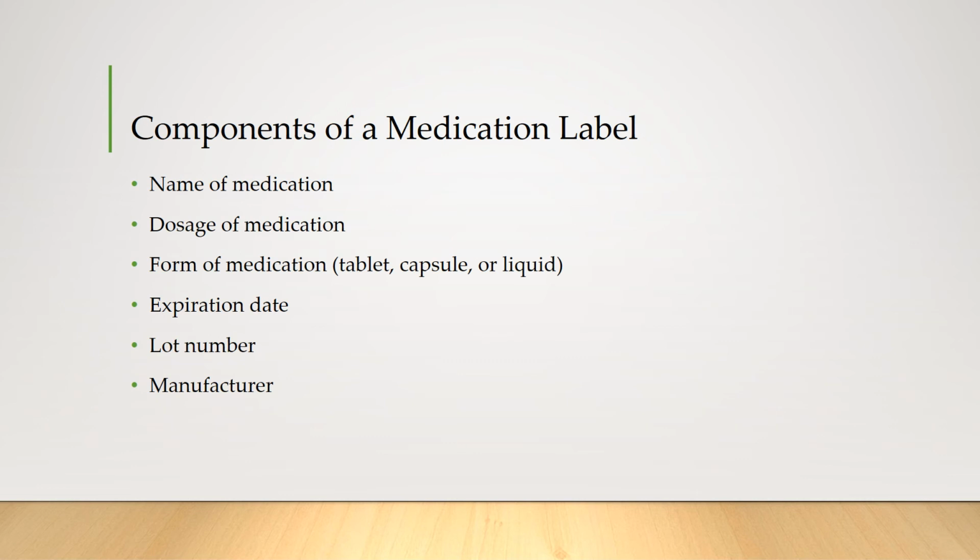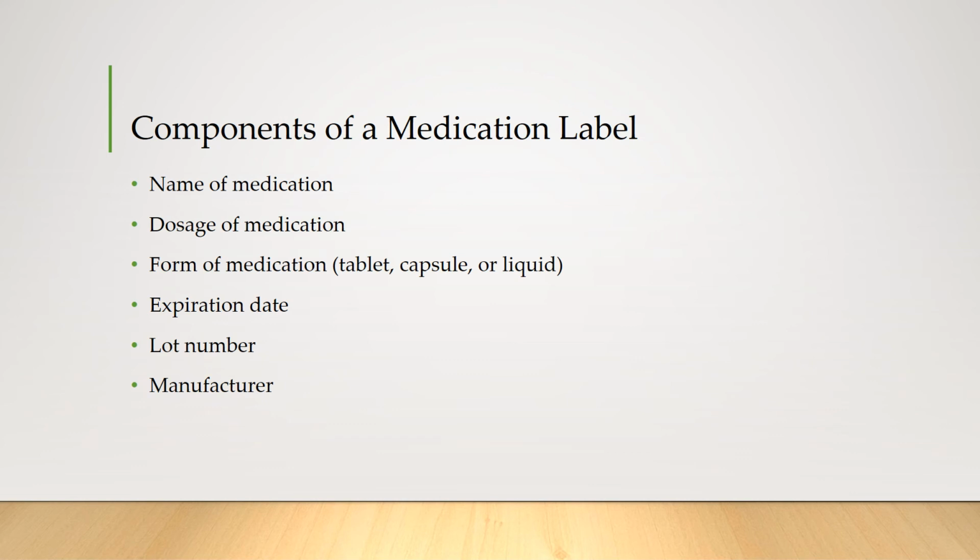The other thing we need to talk about is medication labels. You need to know what's on the medication label. There should be the name of the medication, and this will include the trade name, that's the brand name. That's what the specific manufacturer calls their medicine. And then there's also the generic name. And what you need to really know is the generic name. That's what you're going to be tested on.